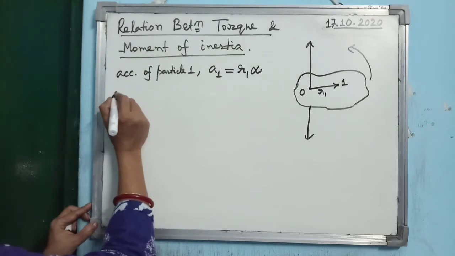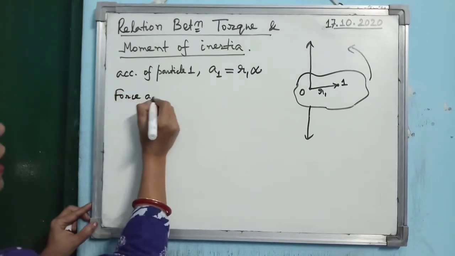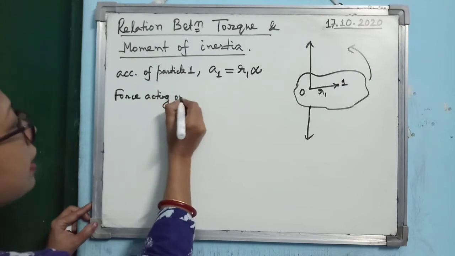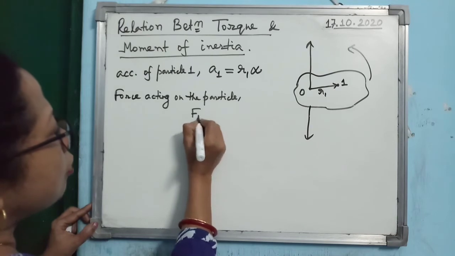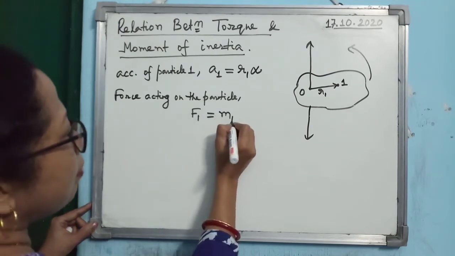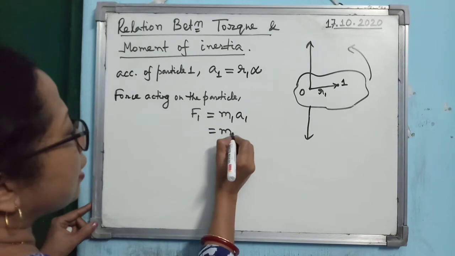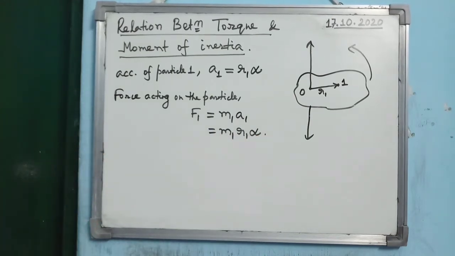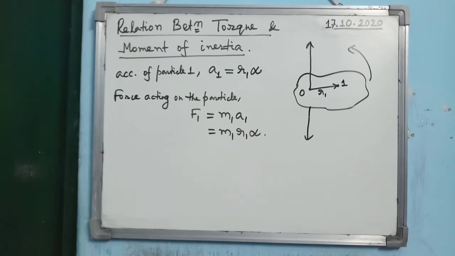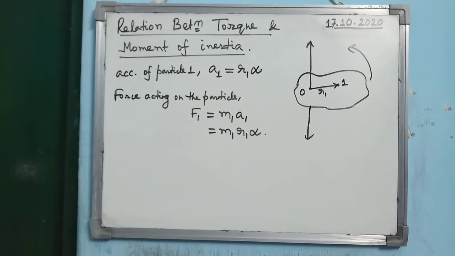Now what is the force acting on the particle? The force acting on the particle, I am denoting it by F1 because this is the first particle, is given by m1 into a1. So you can write it as m1 r1 into alpha. This is the way you can write the force acting on the other particles. It will be m2 r2 into alpha, isn't it? And the force on the third particle will be m3 r3 alpha and so on.